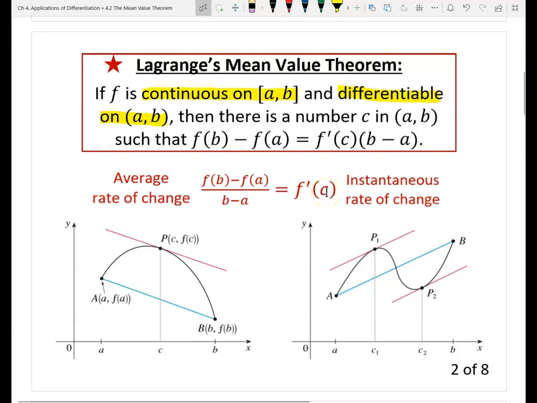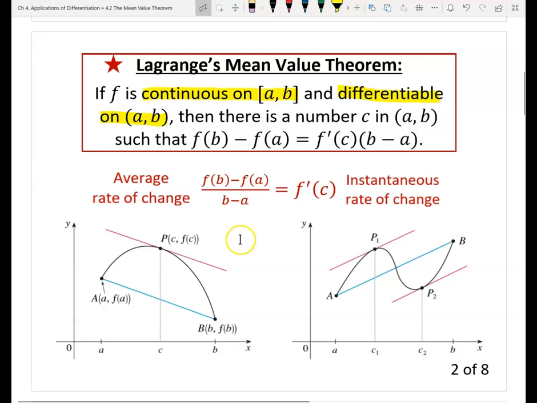Okay, if we use the velocity in physics to explain, that's much easier. So the left side is just the average velocity, and the right side is instantaneous velocity, which means no matter how you move, we can find that at time c, the velocity at that time equals the average velocity. Okay, I hope that makes sense, right?